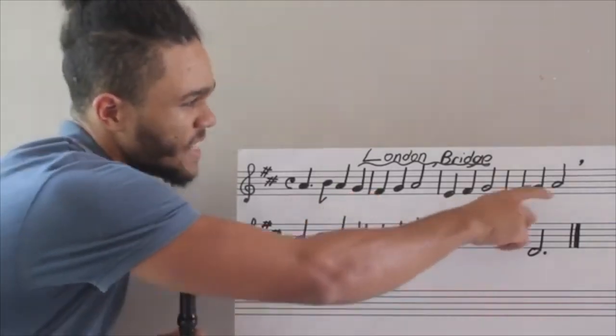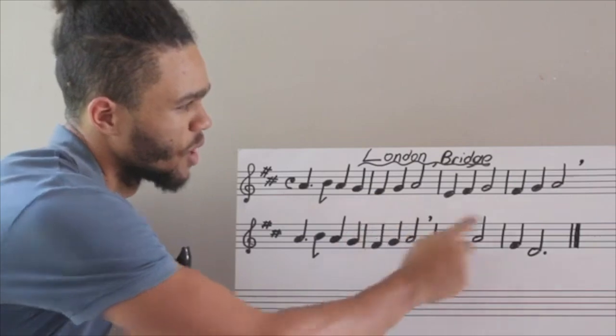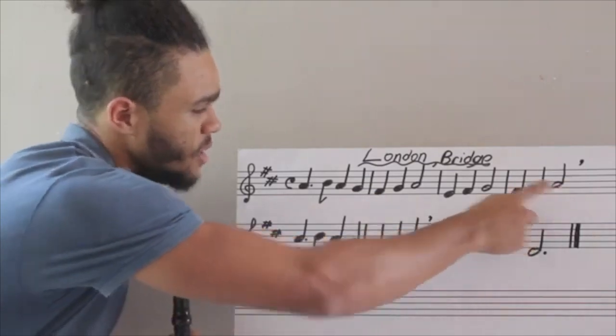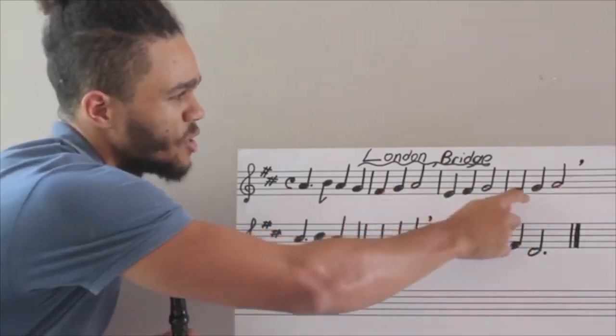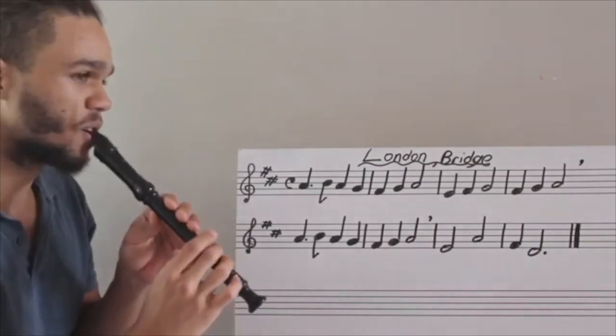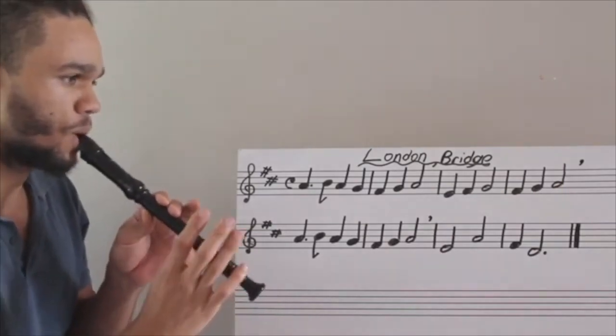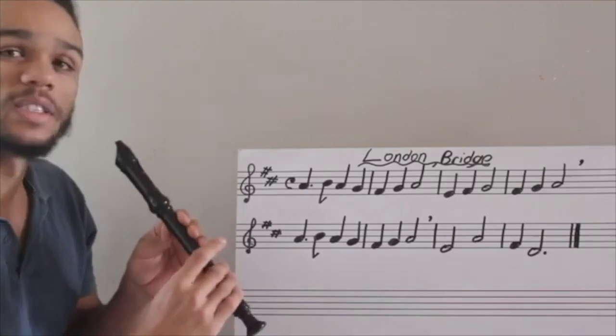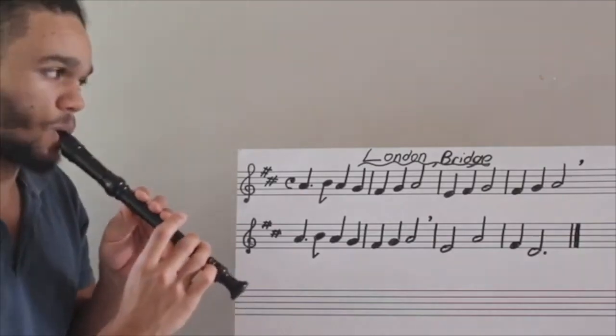Then bar number 4 is exactly the same as bar number 2. Because we go again, F sharp, G, A, F sharp, G, A. So let's try bar number 4. 3, go. One more time, bar number 4.